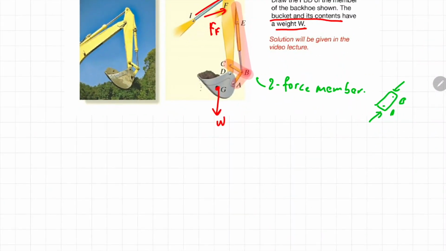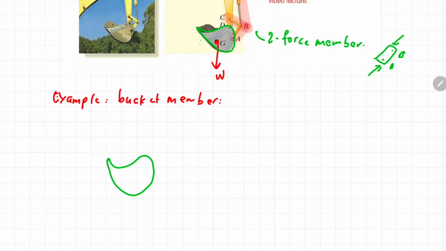Just as a quick example, let me redraw the free body diagram of only the bucket member of this backhoe. So this is a profile of the bucket. I'm redrawing the profile, and I know that the bucket has a weight of W acting at the center of the bucket, which is at point G. So this W is pointed downward. This bucket is also connected to another member at point D. As long as it is connected to another member, there should be a reaction force at that particular point.